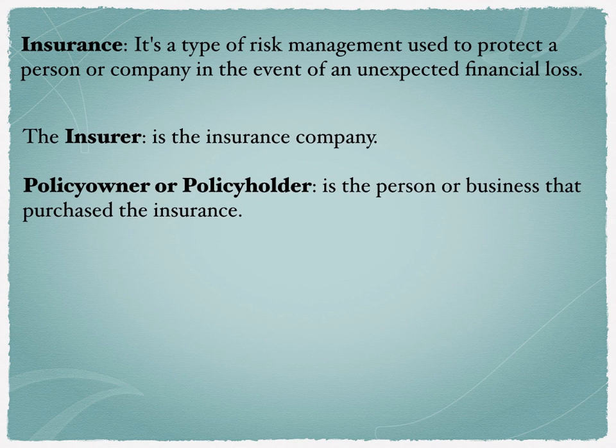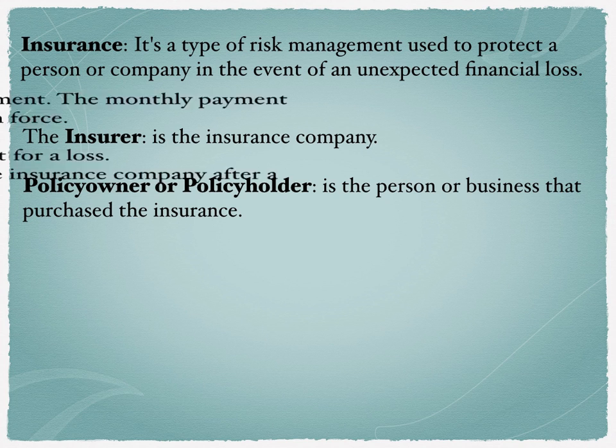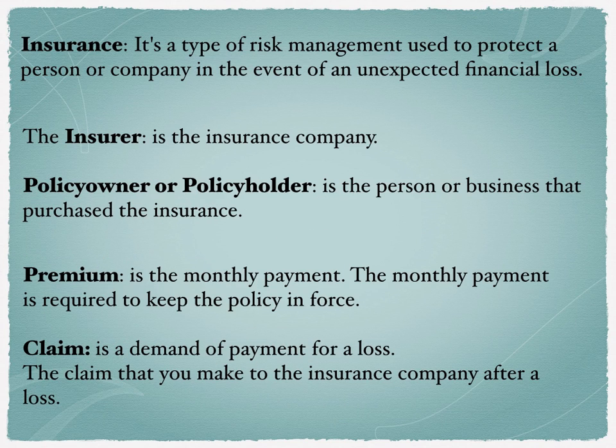The insurer is the insurance company. The policy owner or policyholder is the person or business that purchased the insurance. Premium is the monthly payment. The monthly payment is required to keep the policy in force. Claim is a demand of payment for a loss, the claim that you make to the insurance company after a loss.